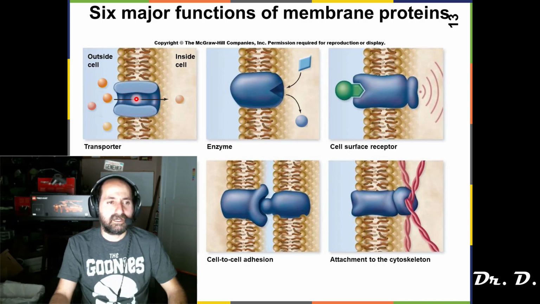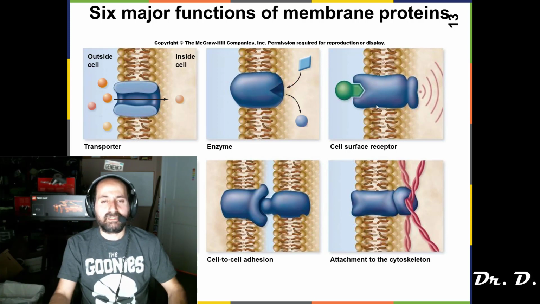Here's one. Transporters, right? Transmembrane proteins can transport things into or out of the cell through a hole or something, right? Here's another job, an enzyme. Transmembrane proteins, some of them can act as enzymes, changing a substrate into a product, catalyzing a reaction.